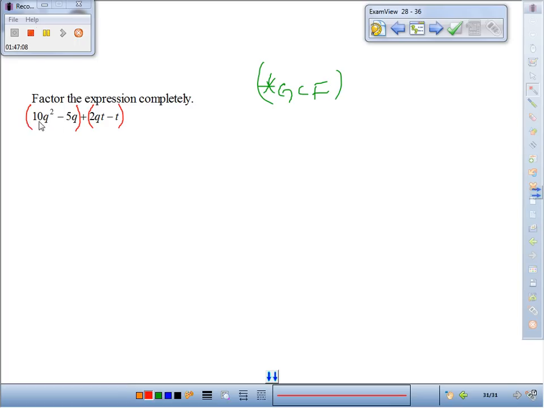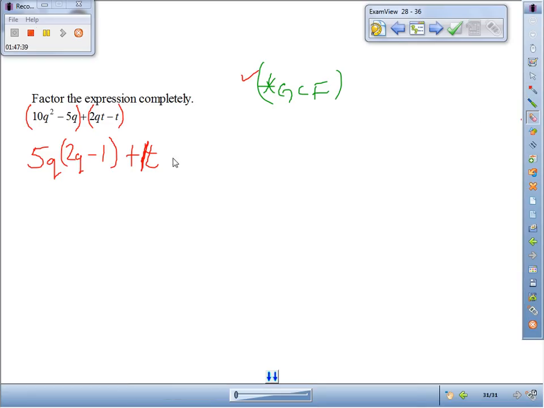So, now we're looking at it again, and we're going back to GCF. What is the GCF of these 2? 5Q. What do we have left? 2Q minus 1. What's the GCF for these 2? What's the same here and here? Plus 1T. I'm going to put the 1 here. Hold on, let me rewrite it because it looks kind of the same as my plus.